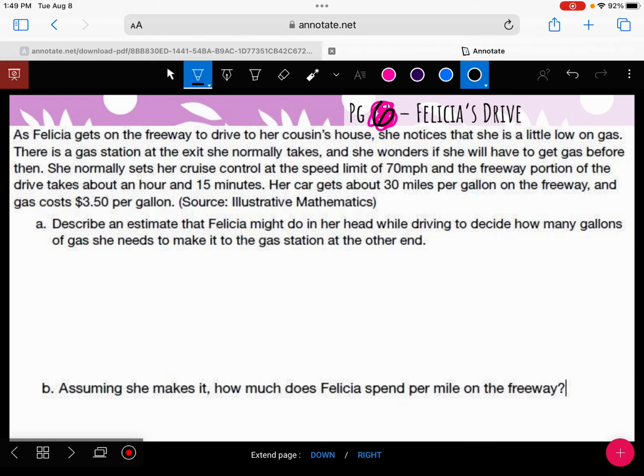We've got Felicia getting on the freeway to her cousin's house. She's actively driving, so she can't be sitting there with a calculator. She's got to do estimates in her head. She notices she's low on gas, and that there's a gas station at the exit she normally takes, and she doesn't know if she's going to have enough gas to get there. She normally sets her cruise control at 70 miles an hour, and it takes her 15 minutes to get there. Her car gets 30 miles per gallon. We have a lot of information here, and gas is $3.50 a gallon.